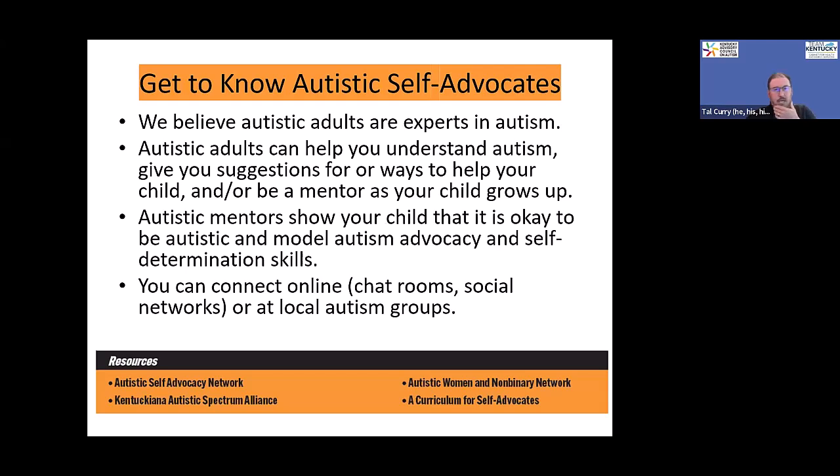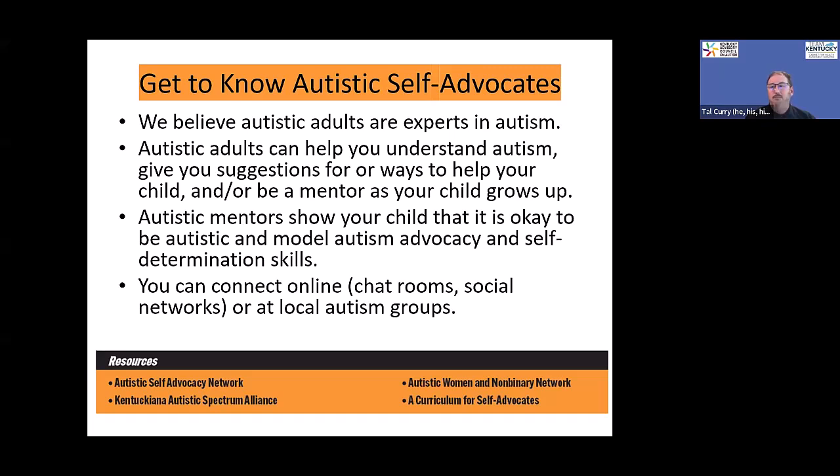Going back to the resource guide, getting to know autistic self-advocates is probably one of the most important things, because we believe autistic adults are experts in autism. I often talk about how the best thing we can do is find an autistic mentor for a child, a youth, or even a young adult who's newly diagnosed. They can be the best resource for understanding what it's like to have autism.